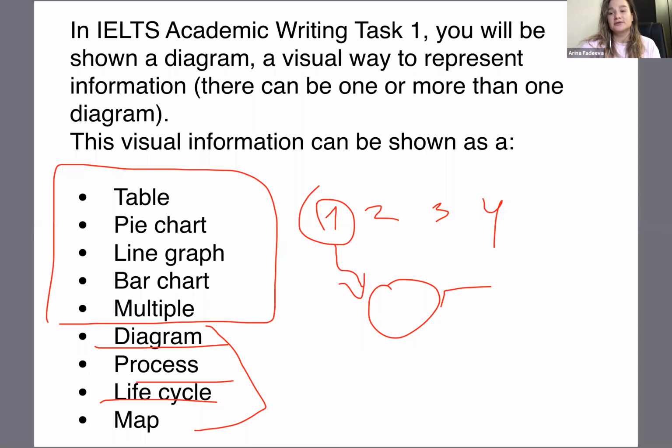If you get this, you go here. If you don't, you go here. It's some kind of algorithm, so it's like an instruction. It's a little bit different from a process diagram.